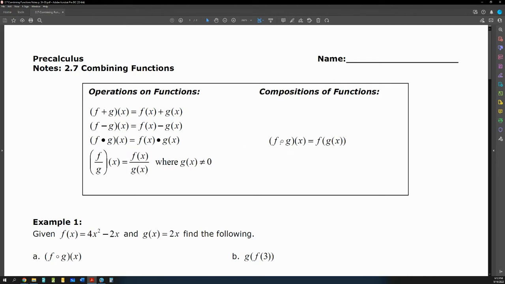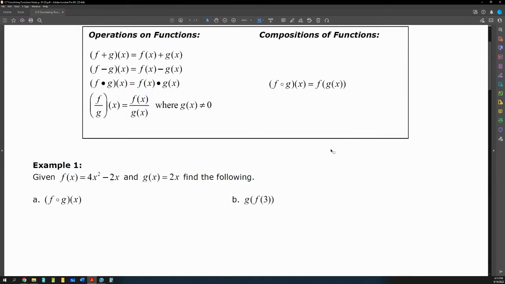Compositions of functions, we're going to use this notation, f o g or f of g of x. This is saying take g of x and use it as the input of f of x. Okay, so let's see what this means practically.